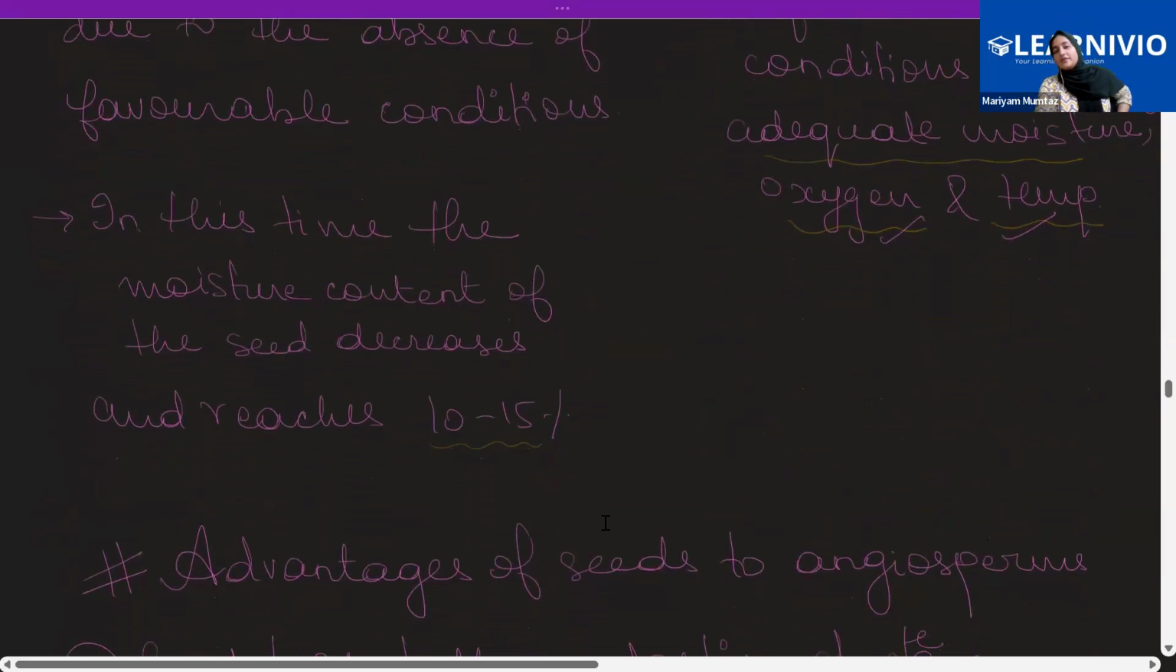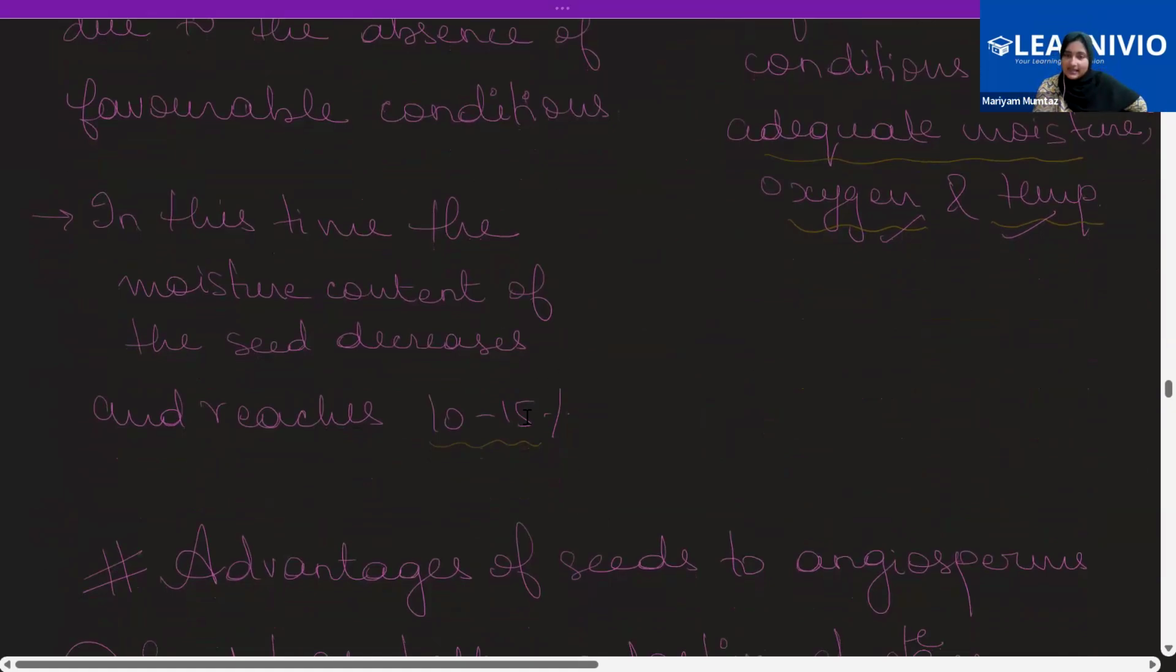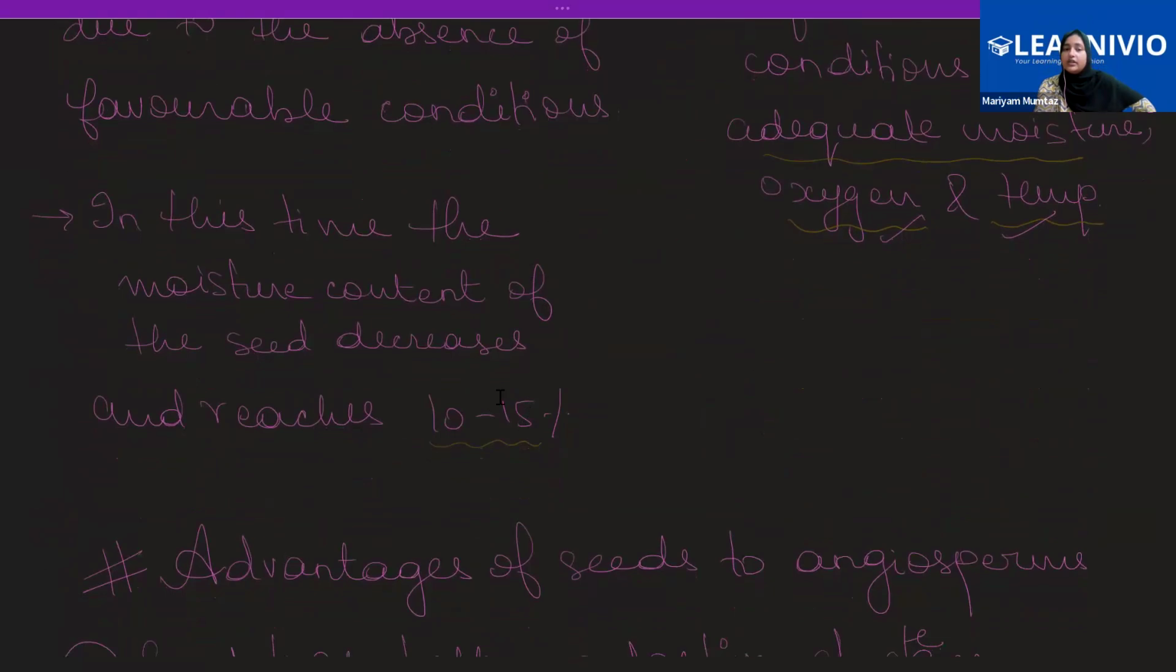Because of the absence of favorable conditions, dormancy happens, and during this time, the moisture content of the seed decreases and reaches 10 to 15%. Normally, the seed has enough moisture, but during this time, it decreases and the seed becomes inactive.